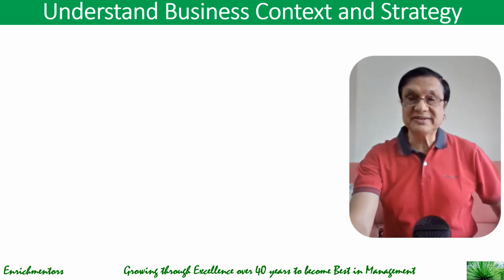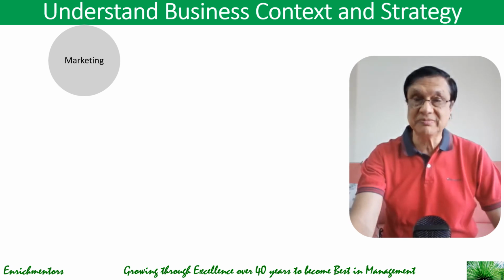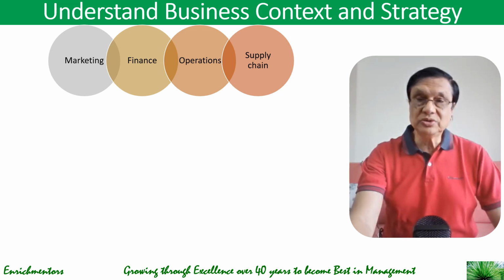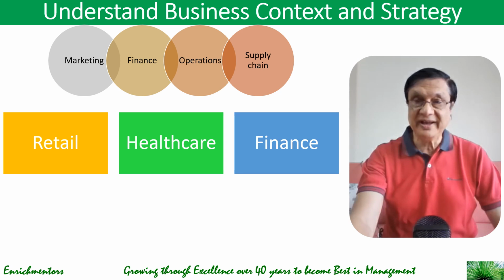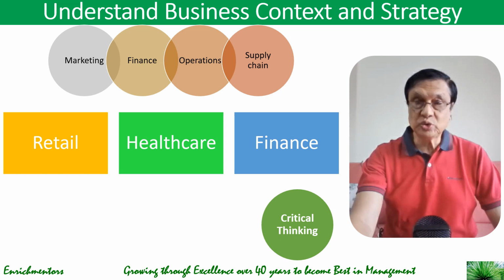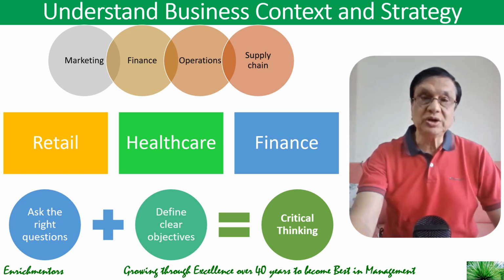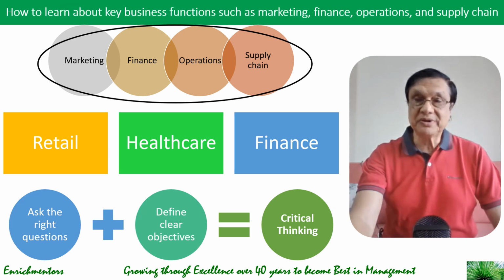So, in understanding business context and strategy, there are three things that you need to do. The first is to learn about the key business functions such as marketing, finance, operations, and supply chain. So, study the business fundamentals like this. Second, you need to develop the domain expertise. There you need to focus on specific industries like retail, healthcare, or finance to understand their unique challenges and data requirements. And third, you need to hone your critical thinking abilities by asking the right questions and defining clear objectives for analytics projects. So that's what you need to do to understand business context and strategy. So let's take a look at how to learn about the key business functions such as marketing, finance, operations, and supply chain. Let's do that.